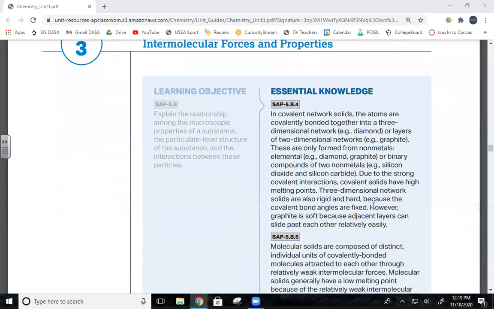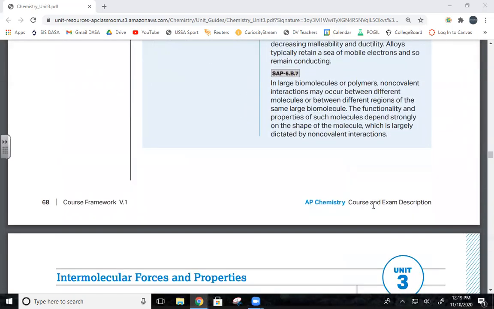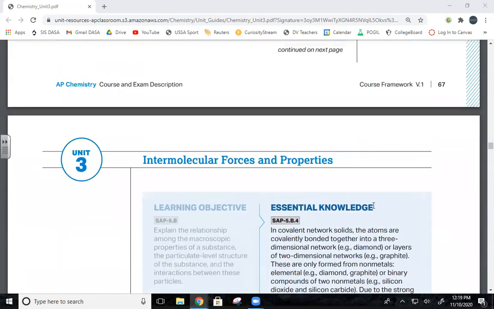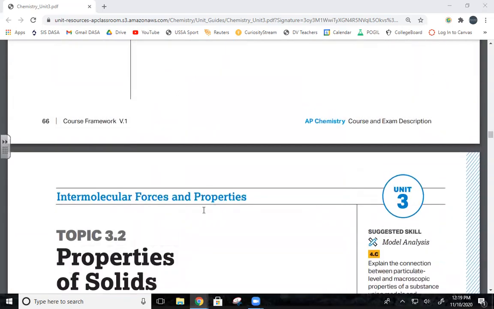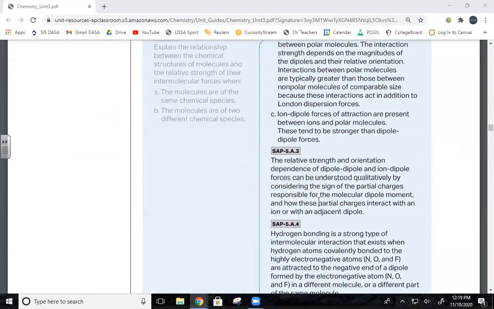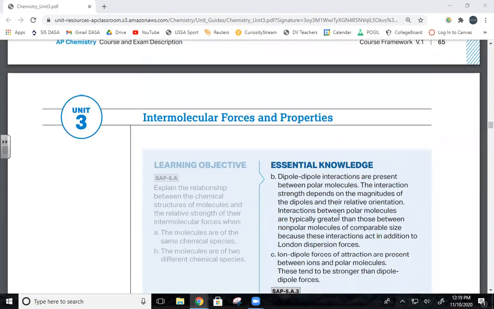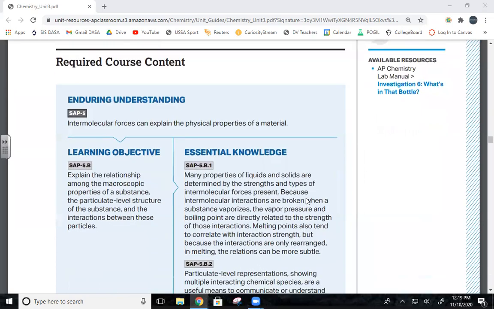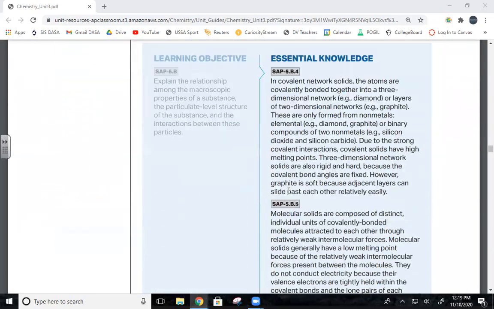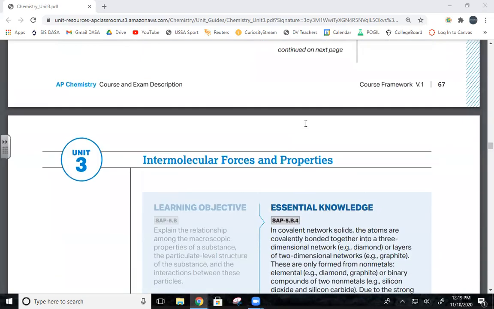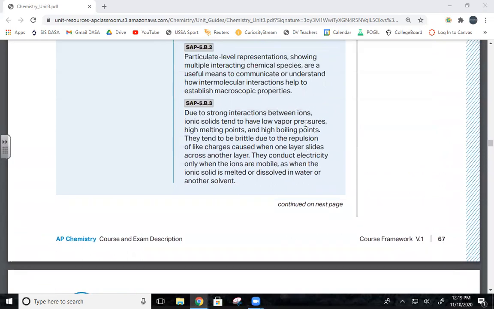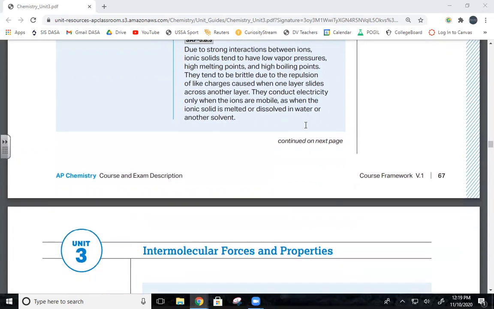Okay, so look at all of this, guys. Do you see all this? Look at all of this. Most of the sections only have like 3 or 4 essential knowledge topics. 3.2 has 1, 2, 3, 4, 5, 6, 7. I know, it's unbelievable. Well, it's a good thing that my study guide summarizes it all. Okay, all right, let's see here.